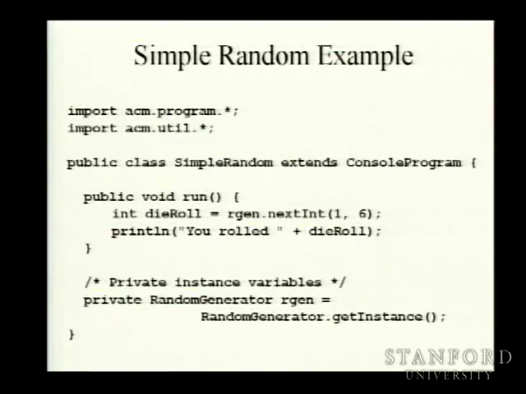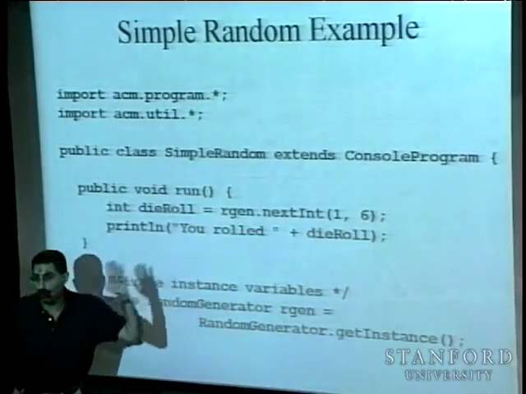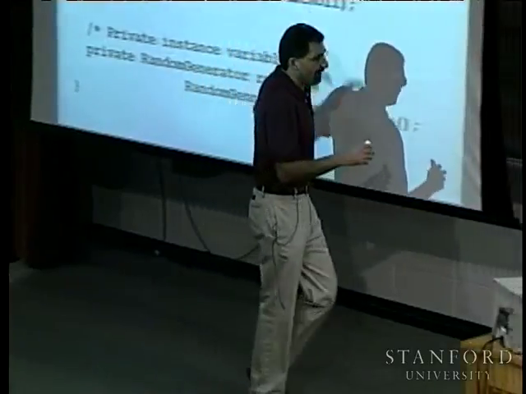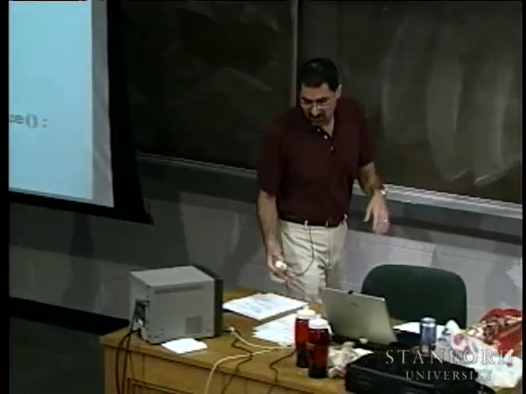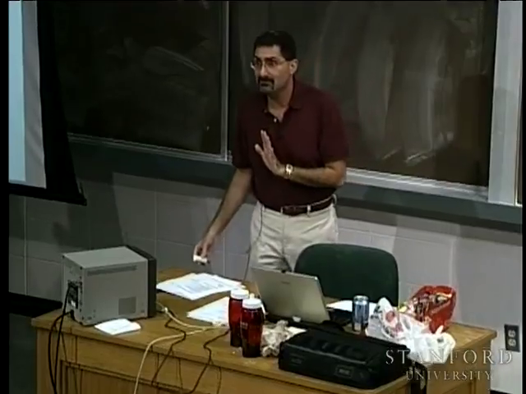I can say int dieRoll is a random generated number. Give me the nextInt between 1 and 6, and then it will just print out "You rolled" and whatever the random value was. So it's just simulating one die roll. Not a lot of excitement going on there, but this is just to show you how the syntax actually looks for generating a random number. Okay? So any questions about that?